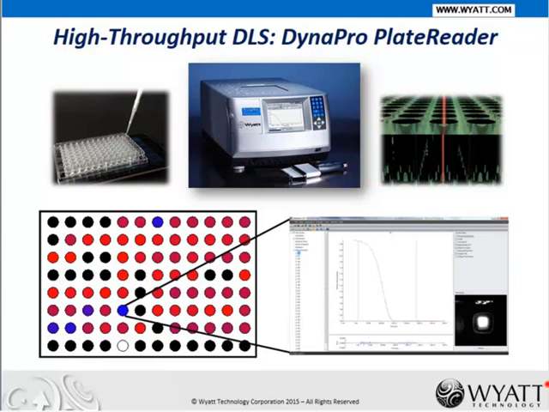When the autocorrelation curve is not as expected, then maybe we can use the image from the onboard camera to help us troubleshoot. Maybe there was an air bubble or the sample precipitated during the measurement. I'm going to show 3 different application examples with the DynaPro PlateReader in the next 3 slides.